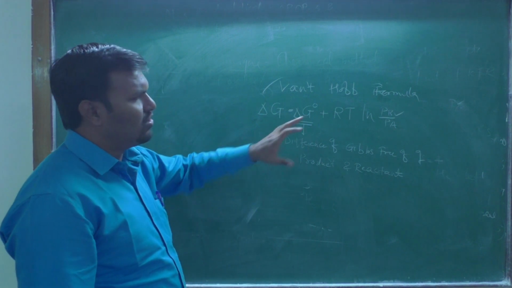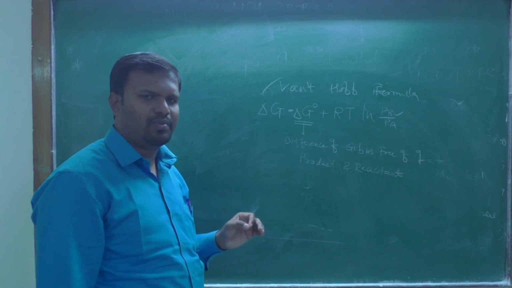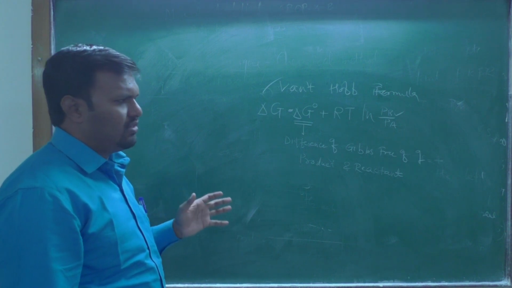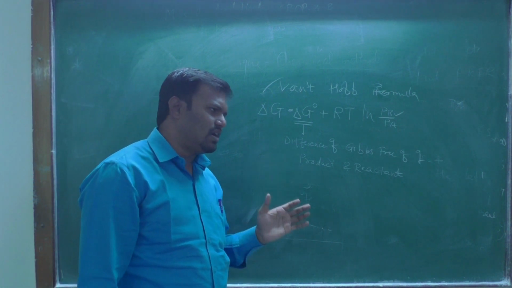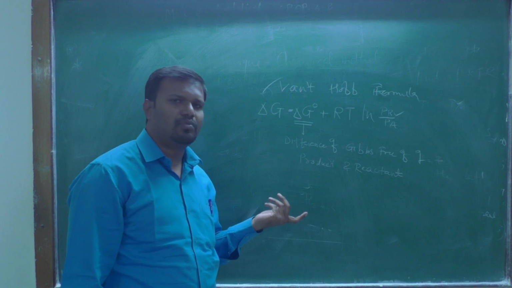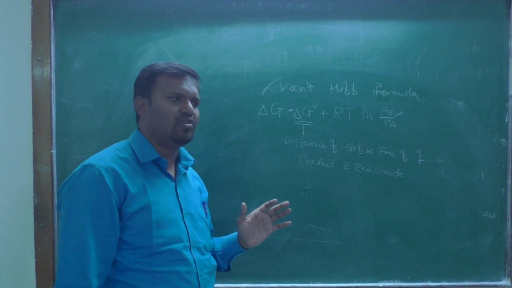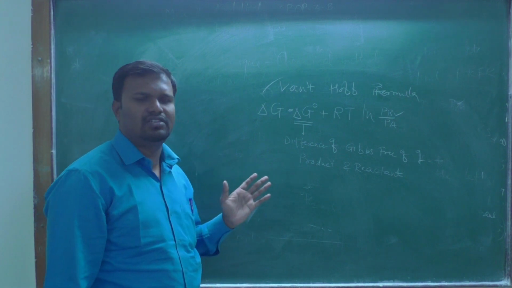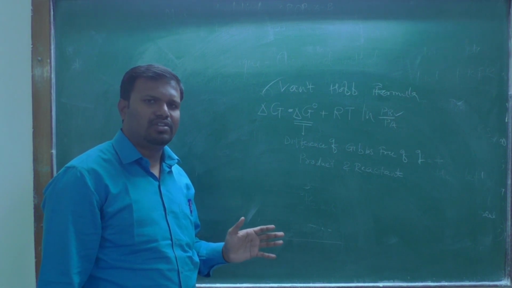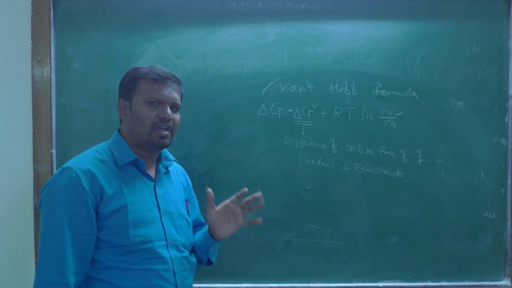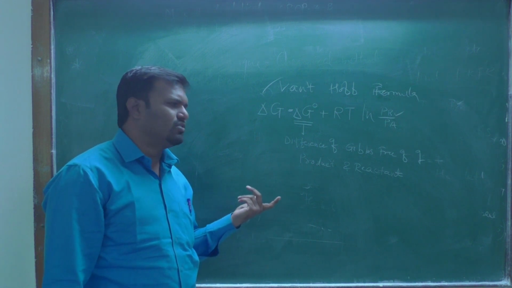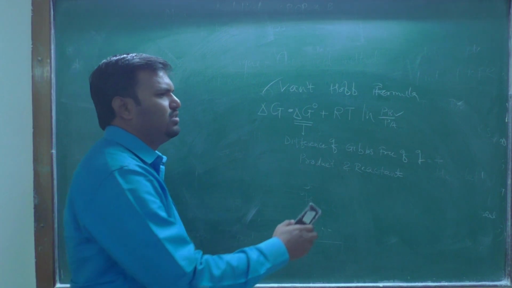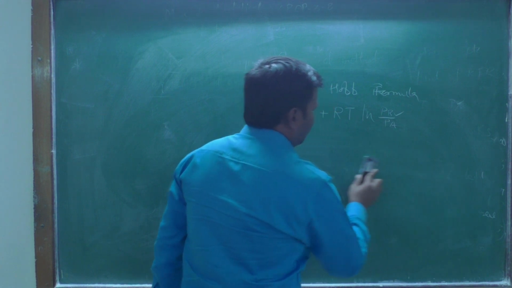But delta G naught is for the standard state. It is the difference between the Gibbs free energies when, from 1 molar standard reactant, you obtain 1 molar standard product at the standard state. But delta G is the change in free energy at any stage of the reaction, not at the standard state. Delta G naught is the standard state value, and we obtain this from the literature.